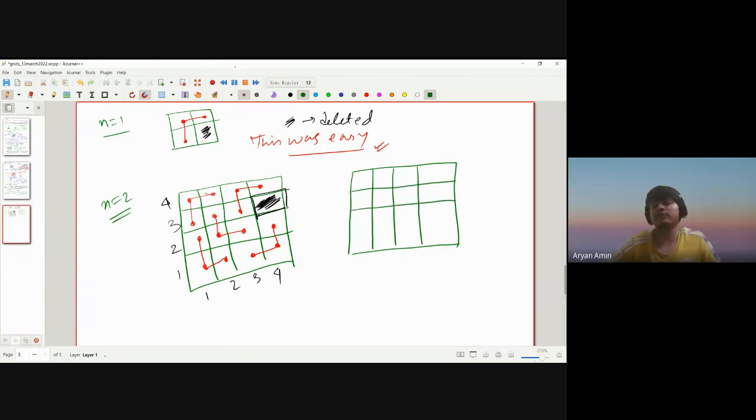When you're trying to solve the n equals 2 case, think of the n equals 1 case to solve it. The n equals 1 case was easy. Try to see if you can carry it over somehow. Okay, let's do this one. Let's delete this. So now, how do we do it? Where do I place the domino now?